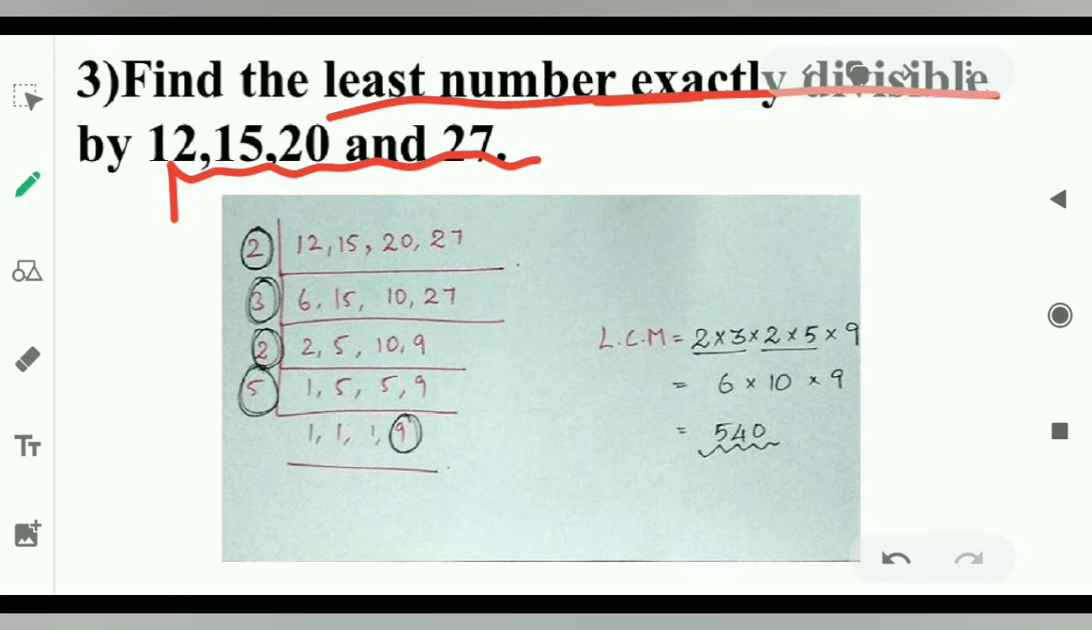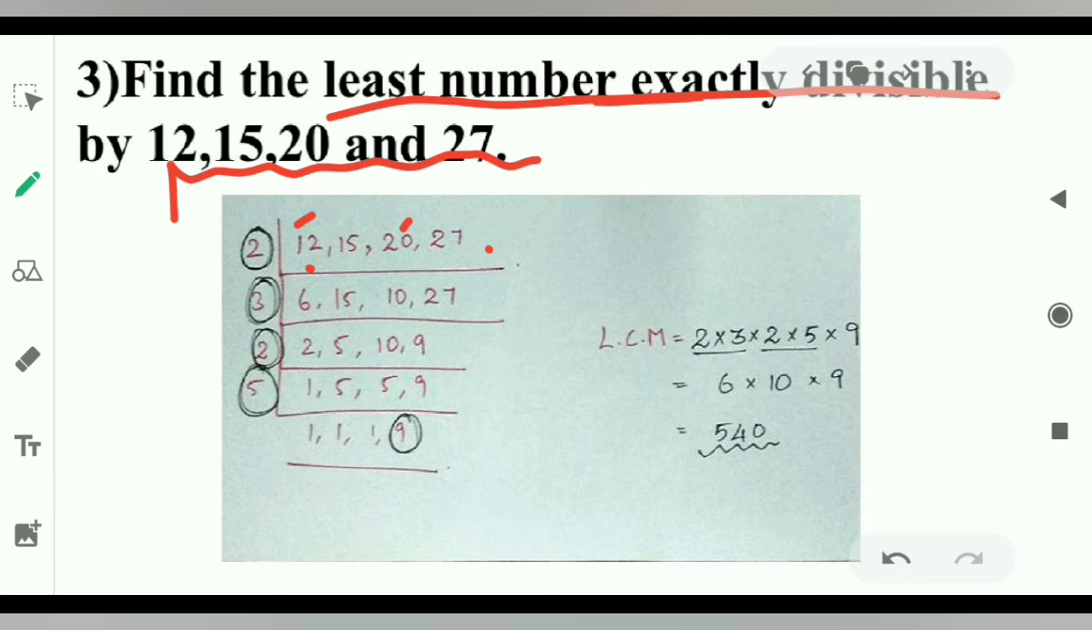So in other terms, we are going to find the LCM of 12, 15, 20, 27. We are using the division method. In the division method, what do we have to do? We have to write all the given numbers in a row. Then we have to find some number which divides at least two of the given numbers. 2 will divide 12 and 20, so we are dividing the whole row by 2.